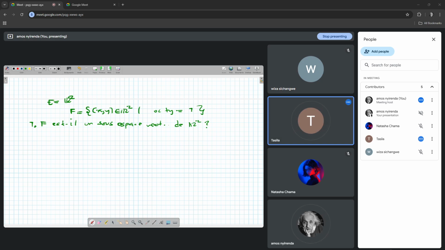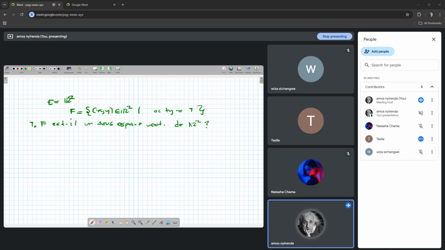Okay, you can start by checking the conditions. Is the first condition verified? Is the first condition true? First of all, no, because you have to see what is the zero element of R2. What is the identity element of R2? It's (0, 0).